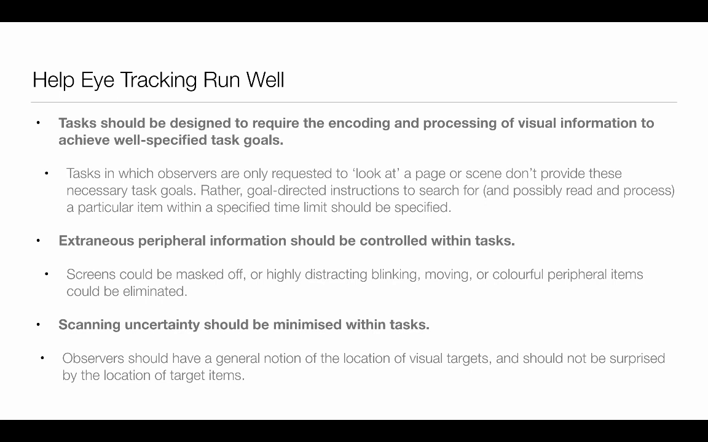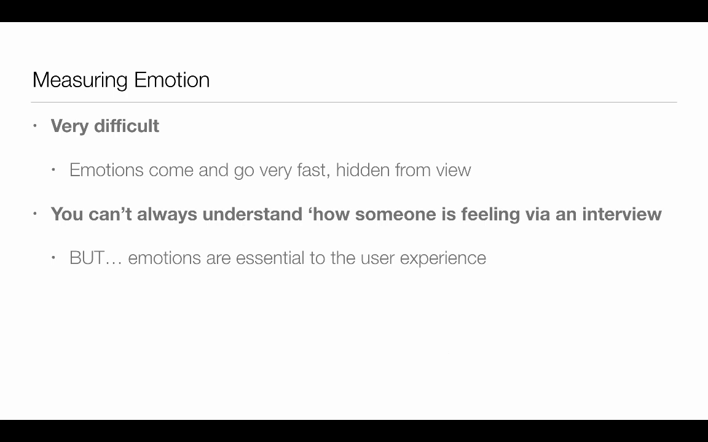And then, scanning uncertainty should be minimized within tasks. What this means is that observers should have a general notion of the location of visual targets and should not be surprised by the location of the target items. That means that websites should not be like, wow, wow, wow, look at this, surprise. You're looking at having things normal. You're not trying to go for radical things. You're trying to go, well, this is something that you're familiar with and you know how to deal with it. So let's deal with it.